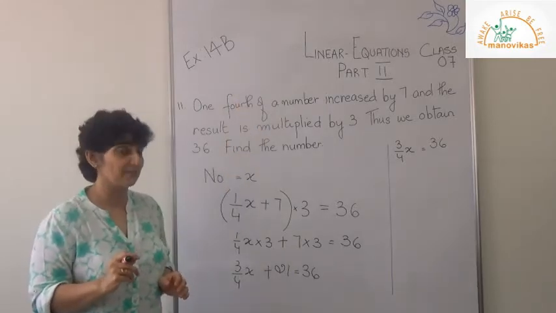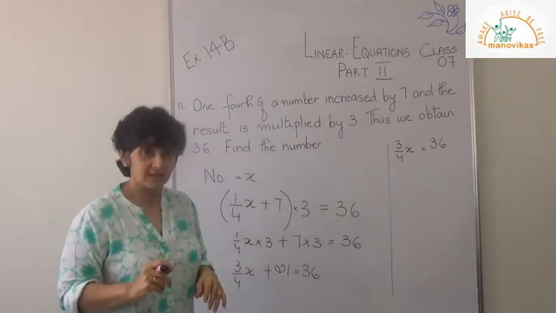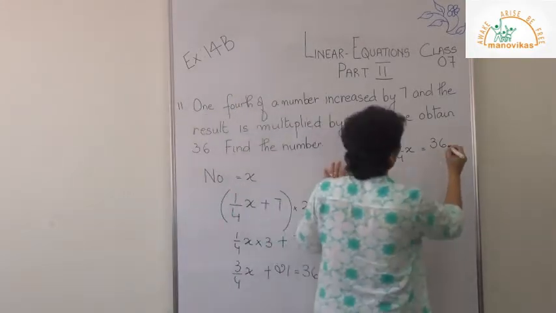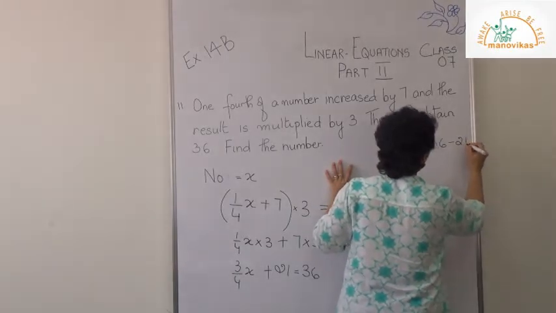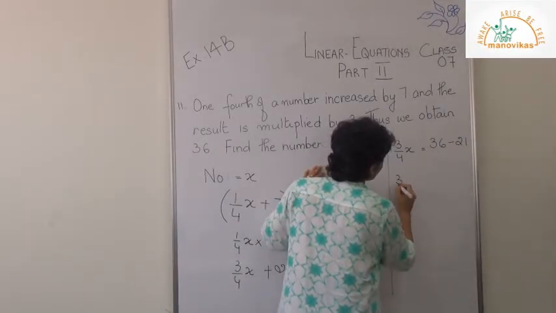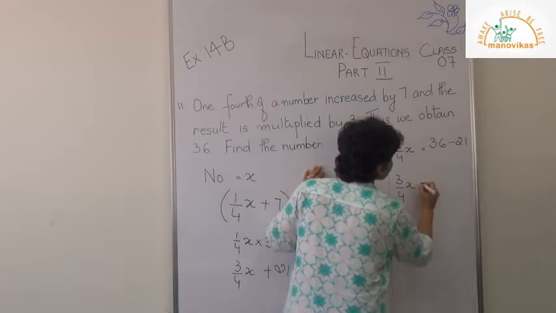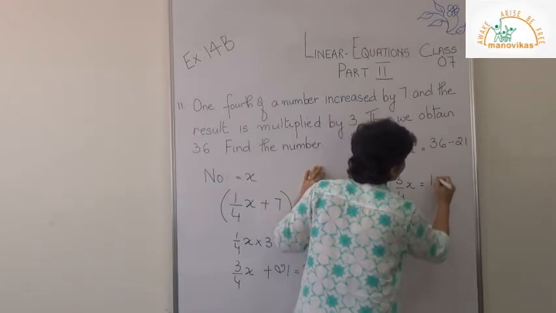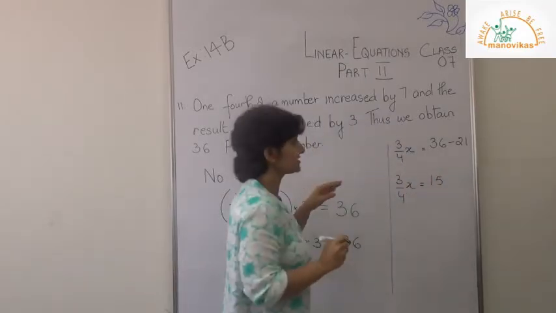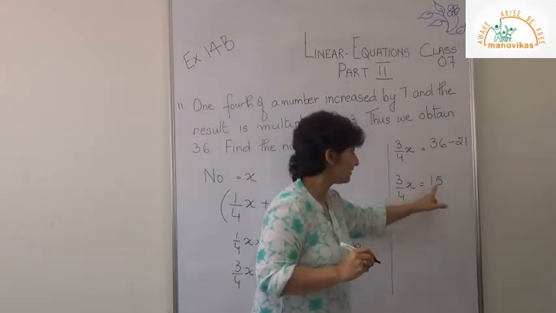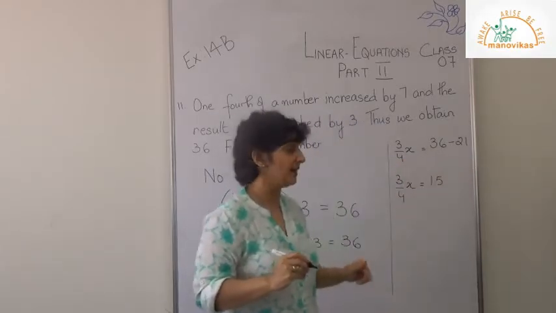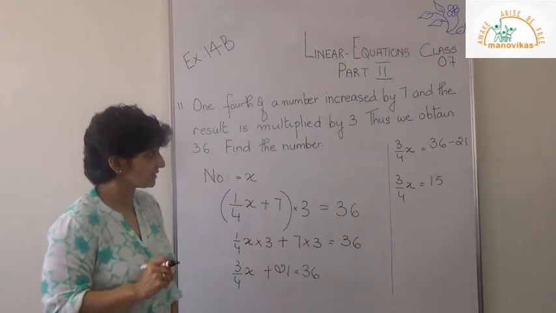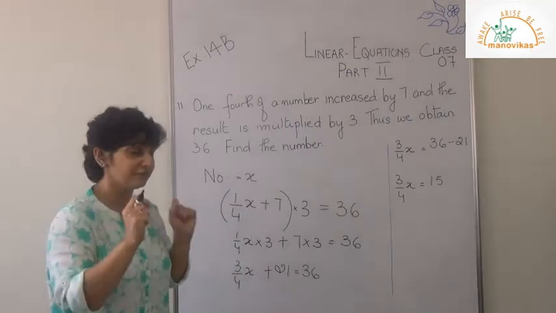When I take that side, what happens? It will become minus 21, correct? Minus 21. So I get 3 upon 4x is equal to 15, right? 36 minus 21. 6 minus 1 is 5. 3 minus 2 will give you 1. So 36 minus 21 gives you 15.